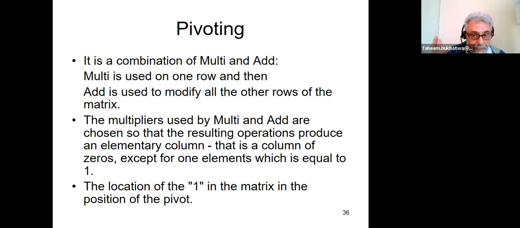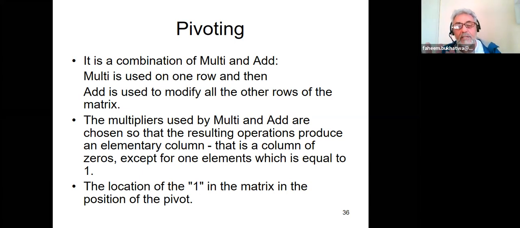So we've already looked at 3 operations. This is the 4th and last operation. It's called pivoting. It's a combination of multi and add. Multi is used on one row and then you add the value to another row. The multipliers are chosen so that the resulting operation produces an elementary column, a column with zeros and maybe a 1.